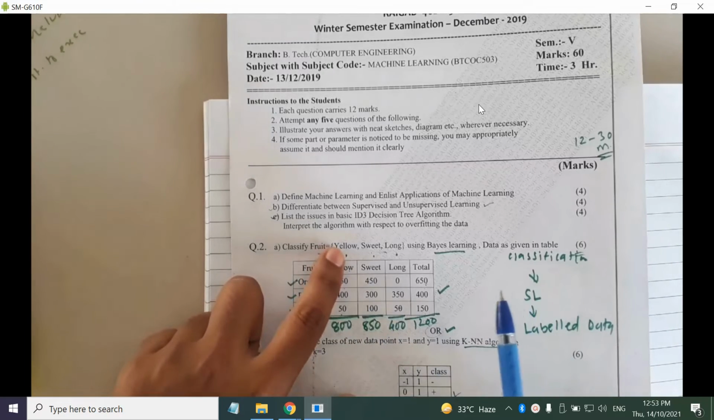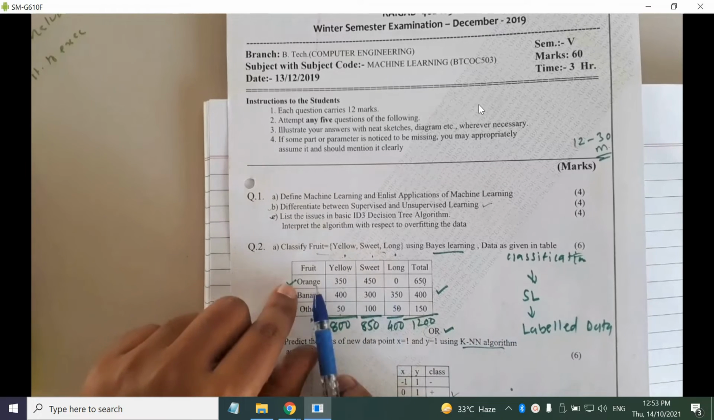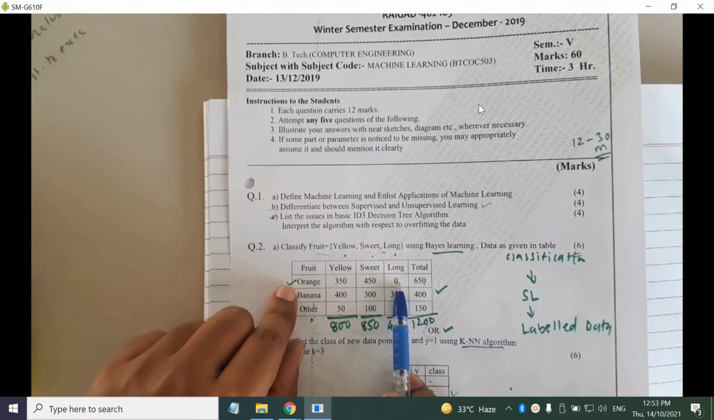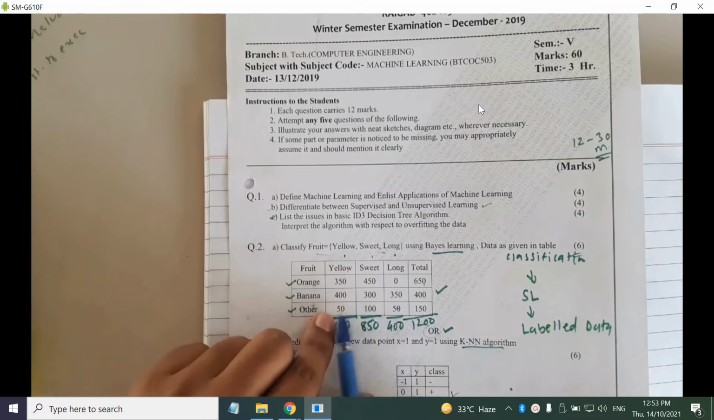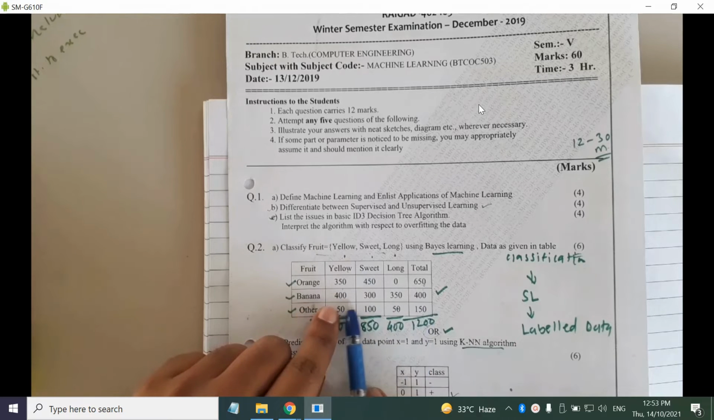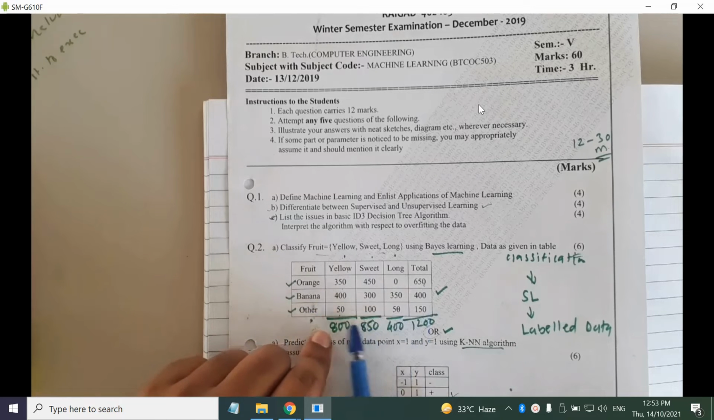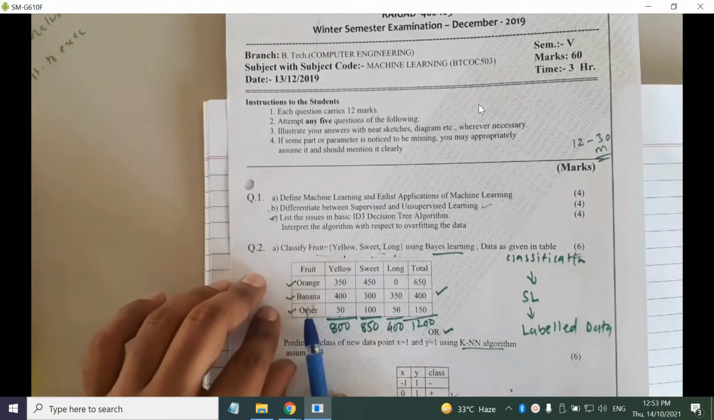Now one sample is given, that the fruit is yellow, sweet and long. We can observe here there is no long orange, right? So there is very little chance of this fruit being orange. This fruit is more likely to be a banana because they have equal values. It can be other also, but we have inferred that most likely it will be banana.